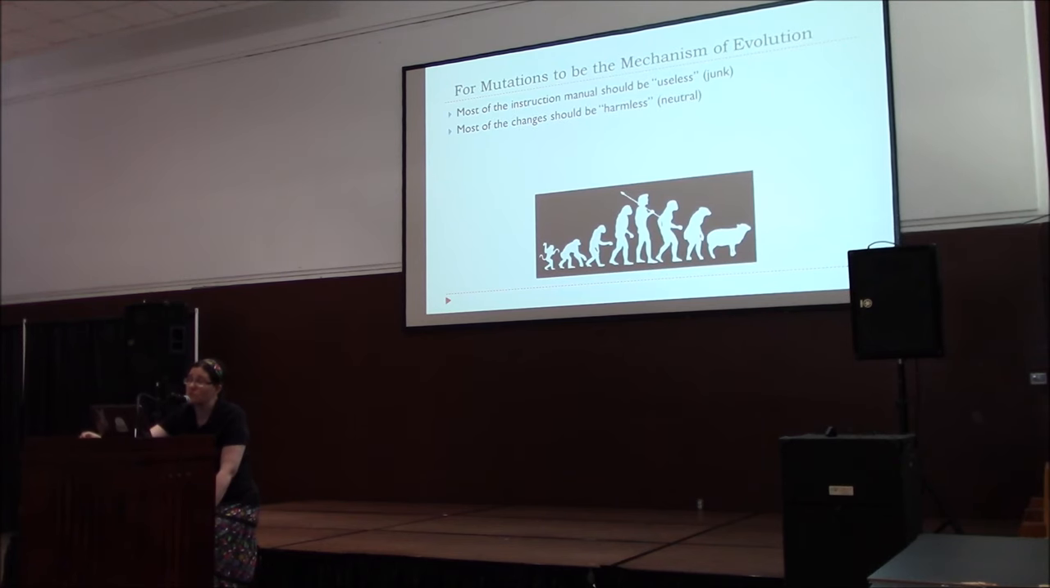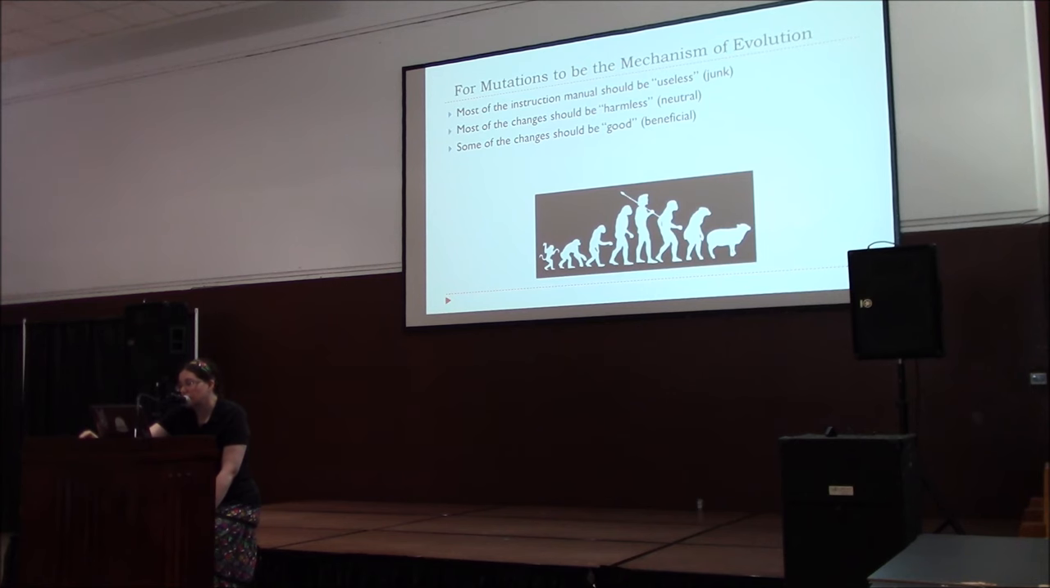Most of the changes that accumulate should also be fairly neutral. They should be harmless. Because if I'm accumulating negative mutations, if I'm accumulating 100 negative mutations a generation, I'm going to have a problem. And 100 mutations a generation is actually the actual recorded mutation rate in human beings. So I'm not just throwing numbers out there.